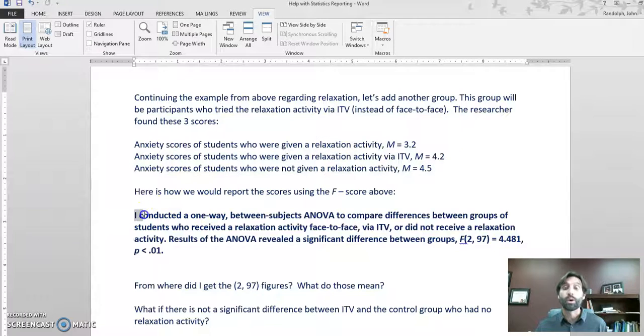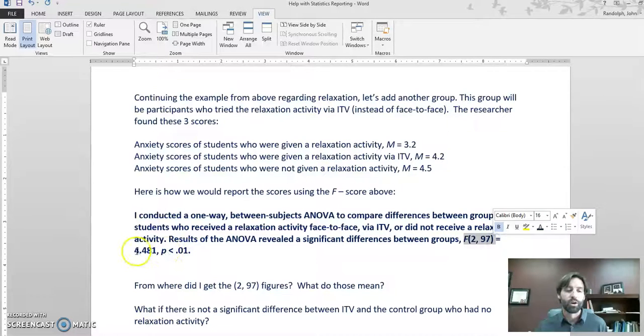So here's how we would report it. I conducted a one-way between subjects ANOVA to compare differences between groups of students who received the relaxation activity face-to-face, via ITV, or did not receive a relaxation activity. Results of the ANOVA revealed significant differences between groups. Here's the important part: F(2, 97) equals 4.481, p is less than 0.01.